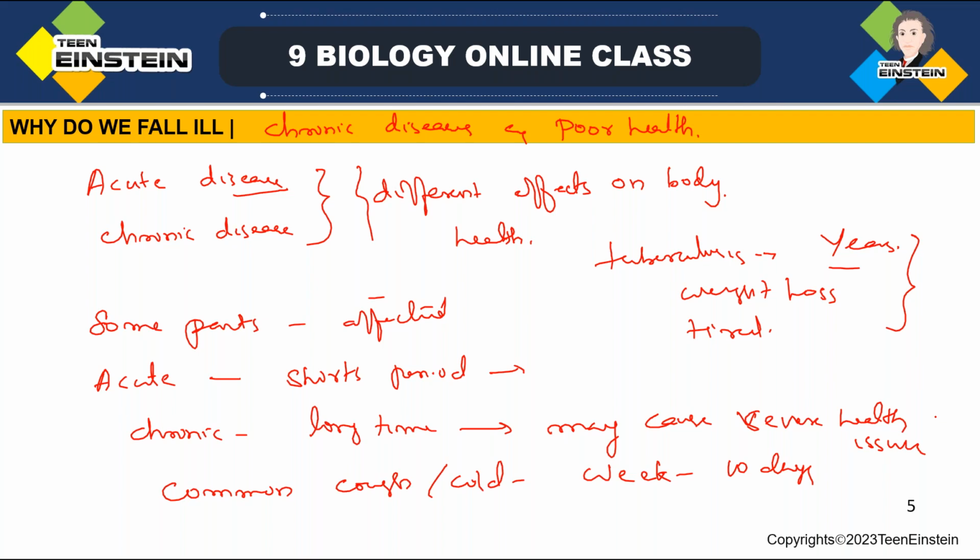So in other words, we can say we are likely to have prolonged general poor health if we have a chronic disease. The general poor health situation will last for a long time if we have a chronic disease. Therefore we can say chronic diseases have very drastic and long-term effects on our health compared to acute disease.